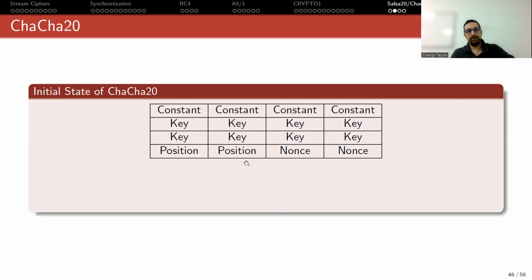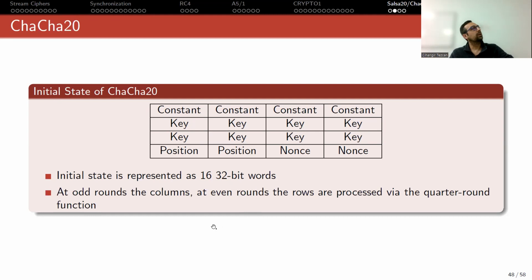So it works like this. As in the case of AES, we show the state as a 4x4 matrix. But this time, these values are not bytes, they are 32-bit words, so the initial state is represented as 16 32-bit words. This description is actually valid for Salsa. At odd rounds, the columns, and at even rounds, the rows are processed via the quarter round function. The difference between Salsa and ChaCha is that at even rounds, we don't use the rows, but we use the diagonals. That is the modification.